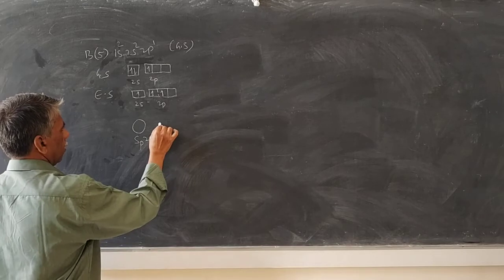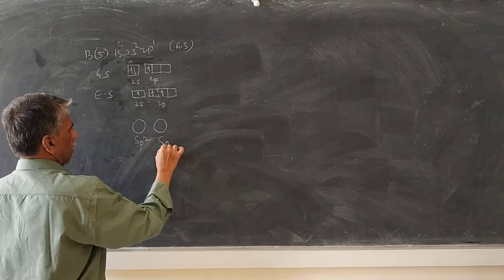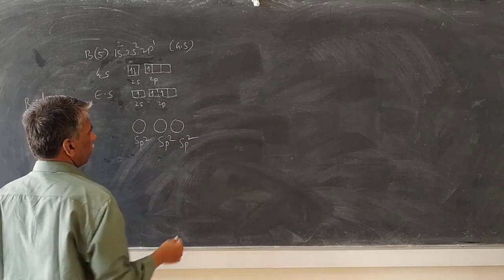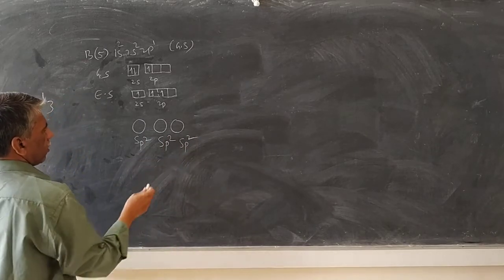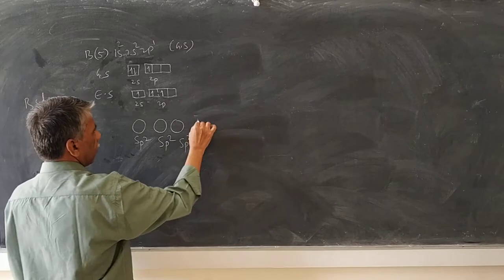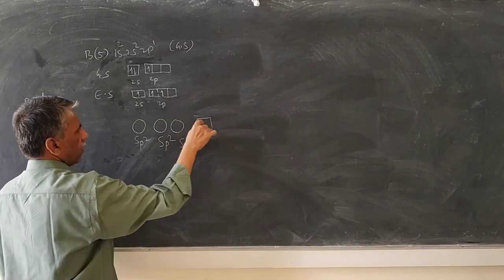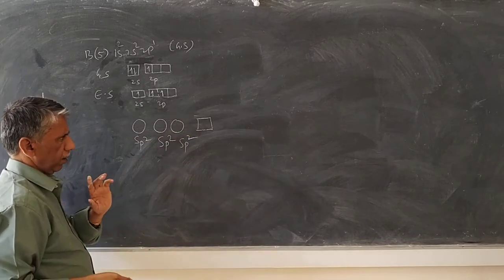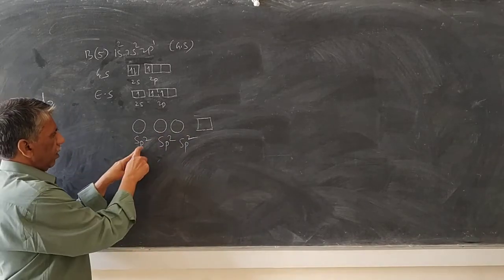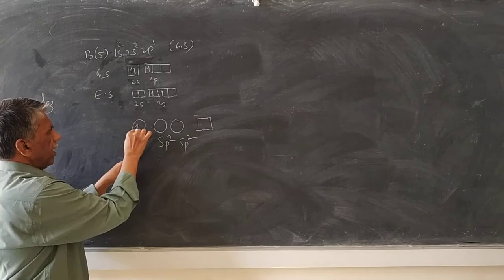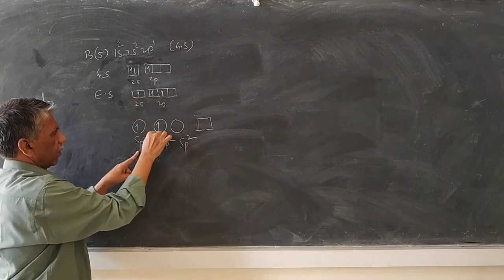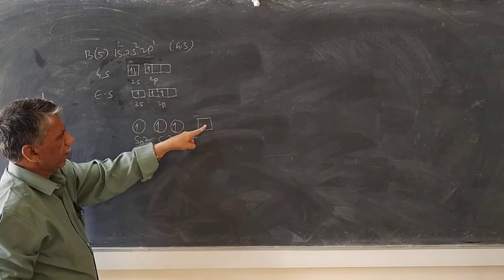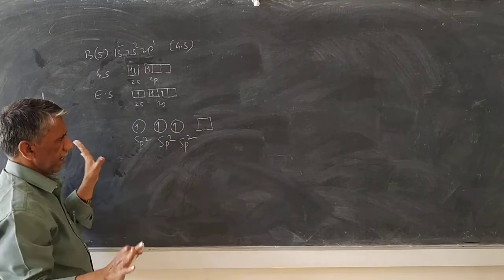So we get 3 sp2 orbitals and 1 unhybrid orbital is as it is. This is the unhybrid orbital. This is the hybrid orbital. Okay, and this hybrid orbital contains 1 electron. This also contains 1 electron. This also contains 1 electron. This unhybrid orbital does not contain any electron.